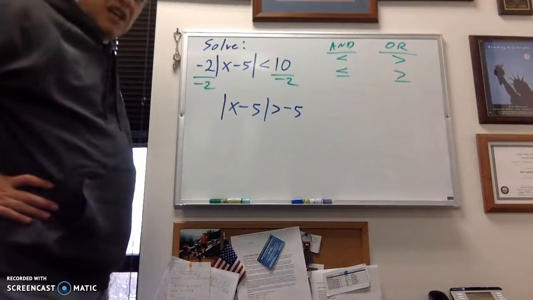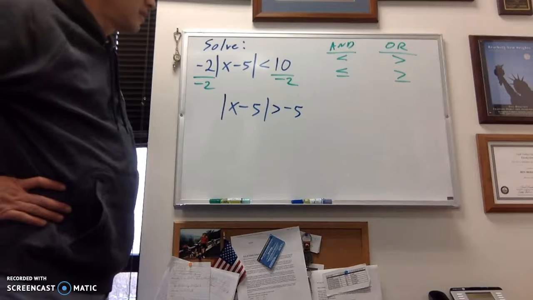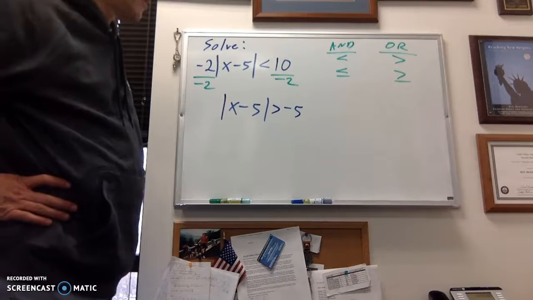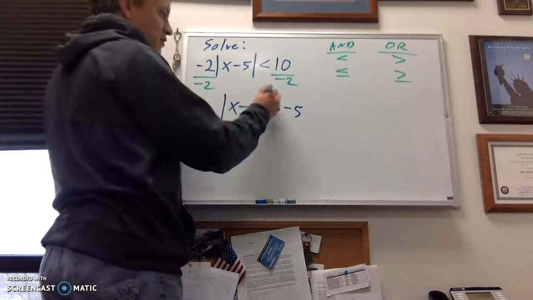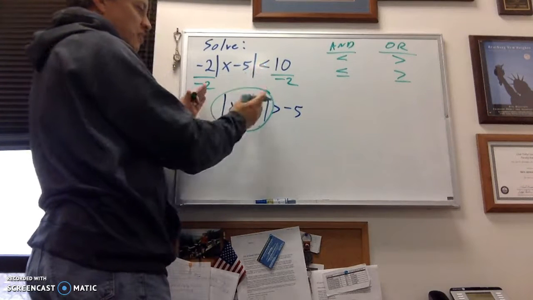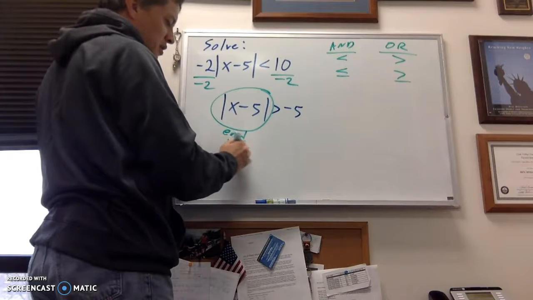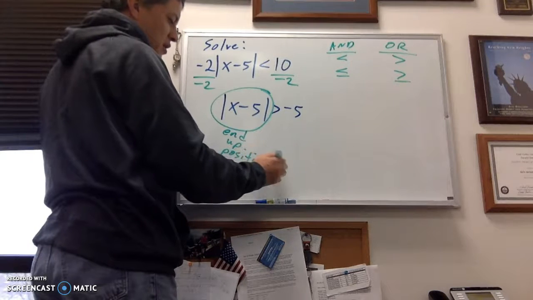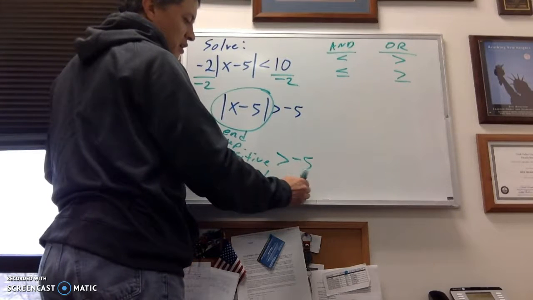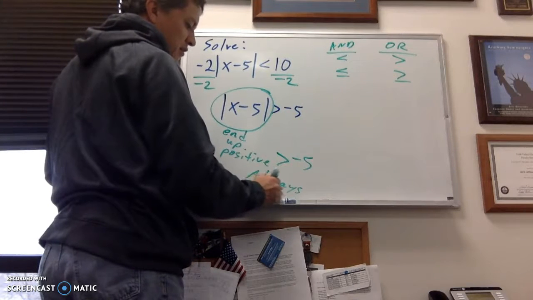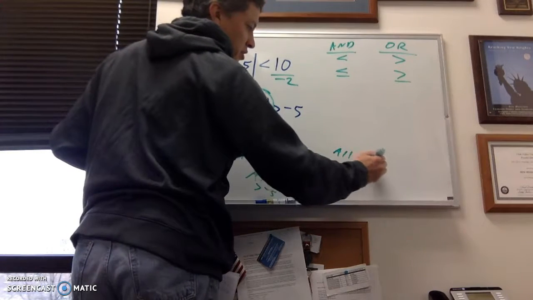Now, this problem is actually kind of a trick problem, because I can tell you right now what the answer is going to be. The answer is going to be all real numbers. Because when can the absolute value be positive? After you take the absolute value, it's going to end up positive, right? In the end. And a positive number is always greater than -5. Your answer? All real numbers.